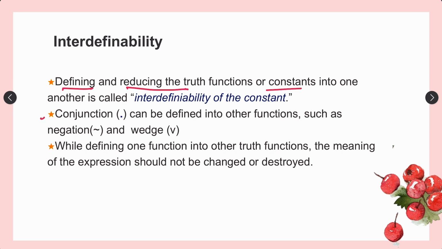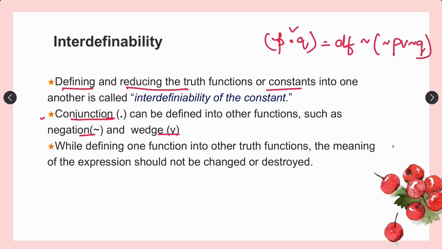For example, if you have a conjunction, then that can be defined into other functions such as negation and wedge. Let's see how. If you have p dot q, then this can be defined as negation of negation p wedge negation of q. So this can be written in this form also. In that sense, interdefinability.